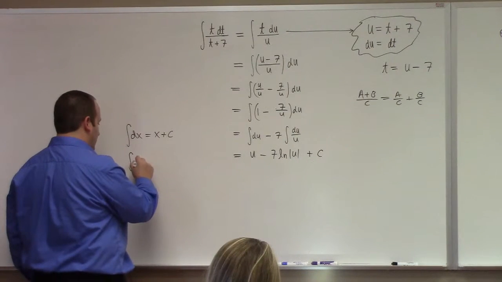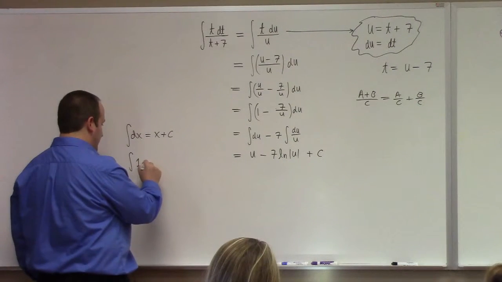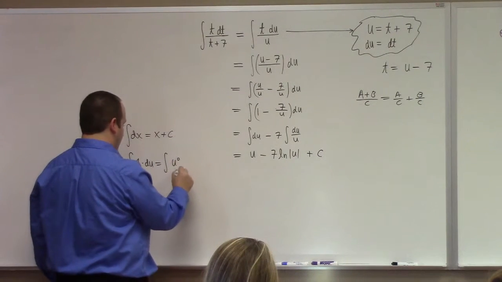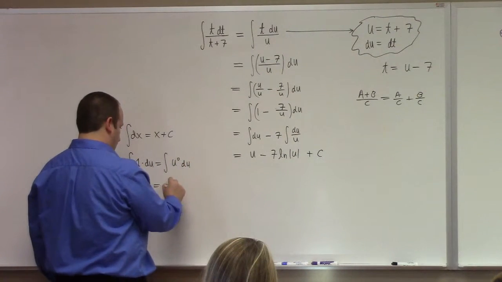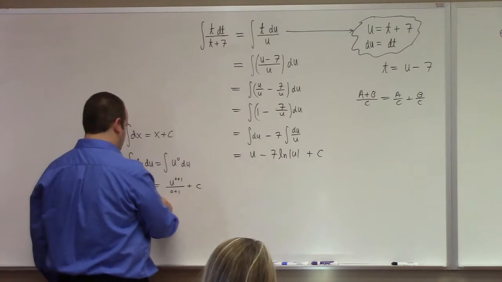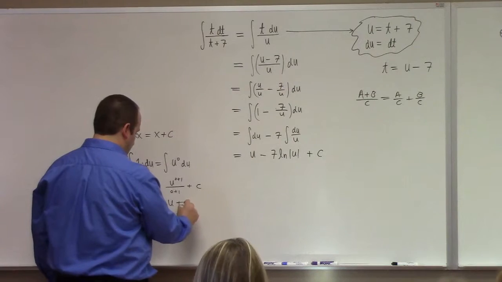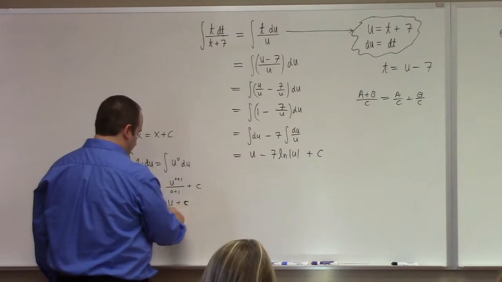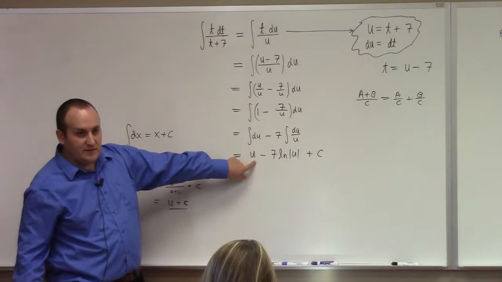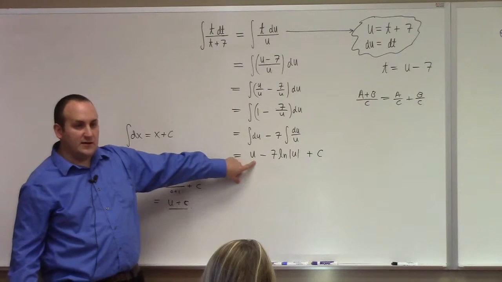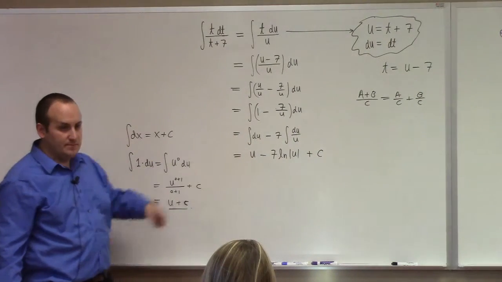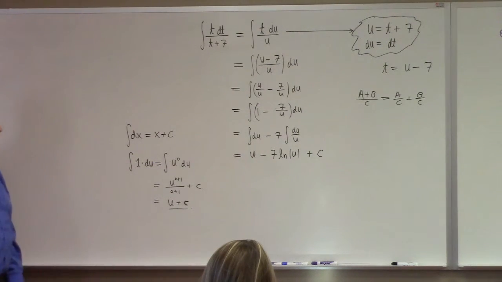So it's the integral of 1 times du, right? So it's the integral of u to the 0 power times du. So I do u to the 0 plus 1 over 0 plus 1 plus a constant, which is u. But maybe the better answer to that is if I differentiate u with respect to u, I get 1. So if you differentiate that, I get back to the integrand here, which is 1.